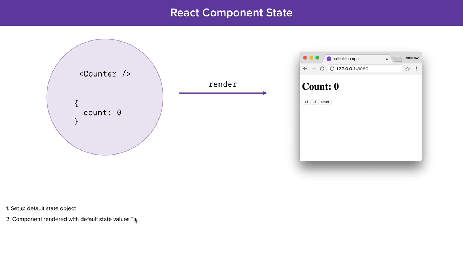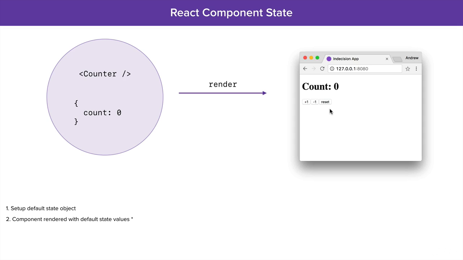Now I tossed a little asterisk on there because we never call render manually. So steps with an asterisk are implicit. They happen behind the scenes. Things like setting up a default state object, that's something that we're going to actually do. At this point, the app would sit here for all of eternity unless the user actually interacted with it.